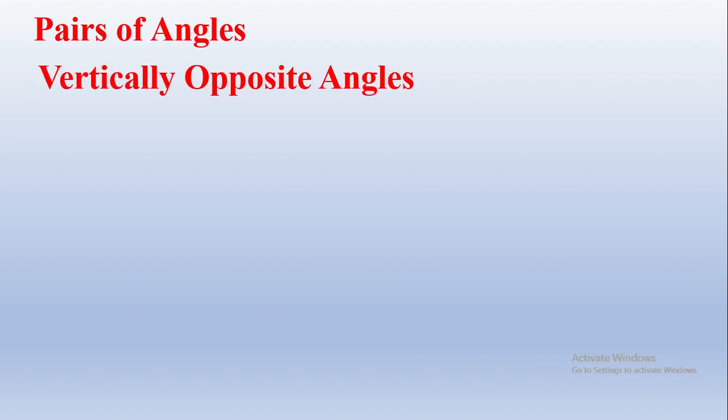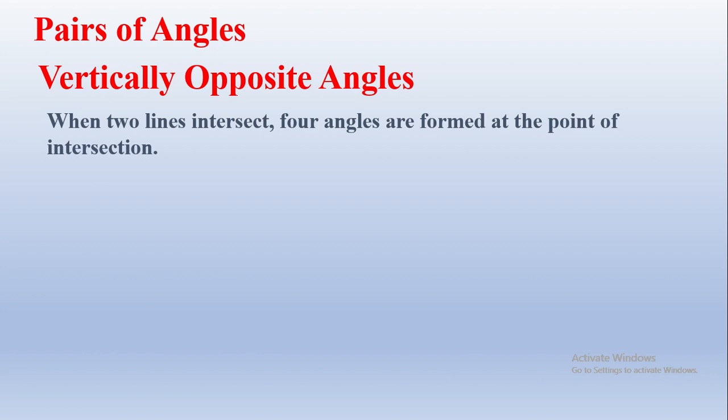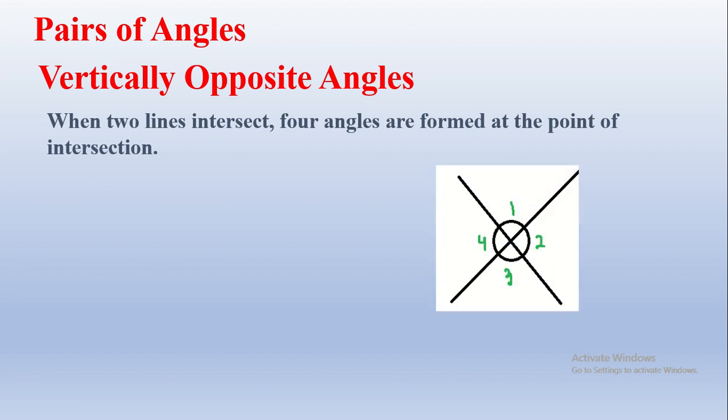Now we have one more pair of angles, and that is vertically opposite angles. We know that when two lines intersect each other, four angles are formed, just like here. We have two lines, line L and line M. These two lines intersect each other at a point, for example P. Then four angles are formed: angle 1, angle 2, angle 3, angle 4.